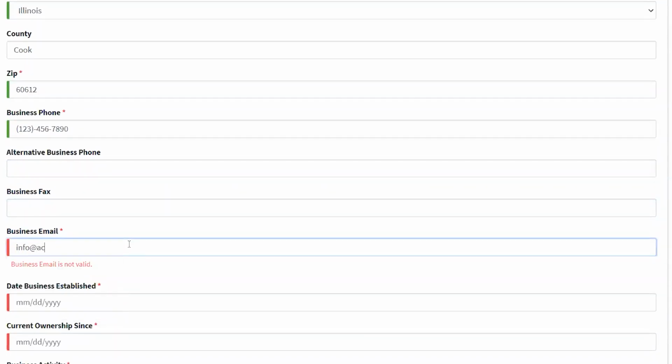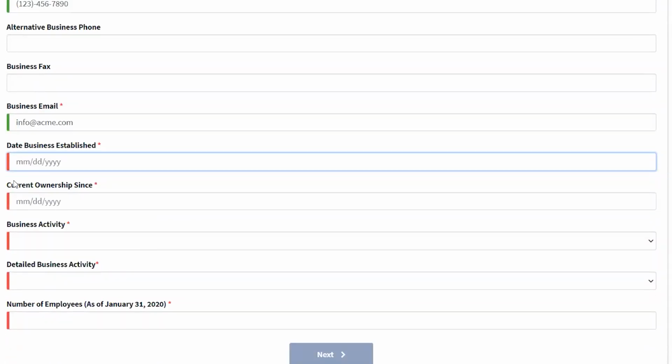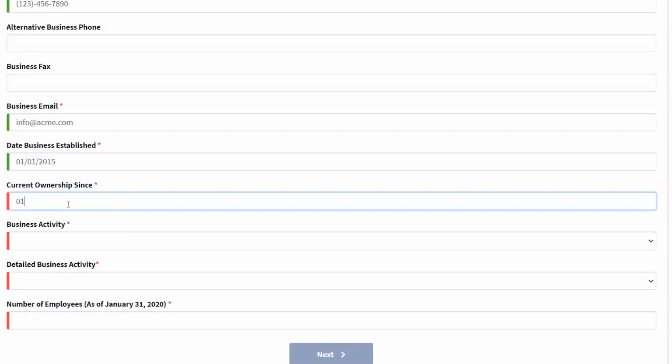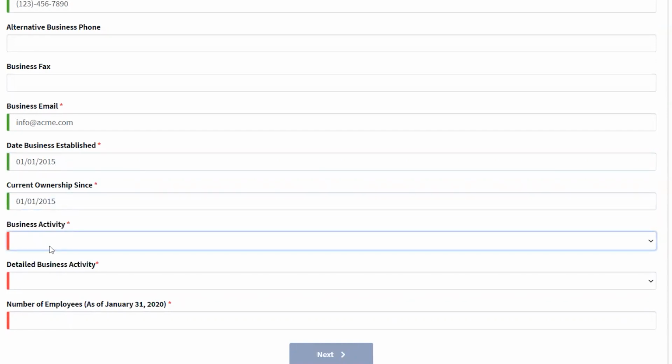So I'm gonna put info@acme.com. Date business established. So this is more than likely your corporation establishment date. So if you go into your Secretary of State website, or you most likely have your paperwork handy, go and put in the date of which your LLC or corporation was established. Now, if you're a sole proprietor, go and put in the date of which when the business was officially opened and when you were starting to collect revenues. 0101, let's say I'm gonna put it started 2015. Okay, and I've been owning this business since 2015 as well.